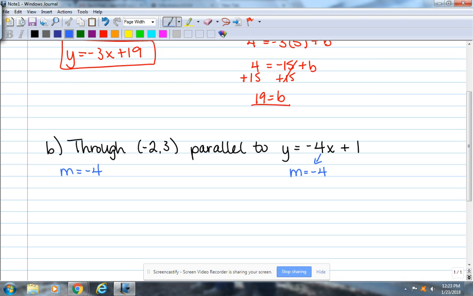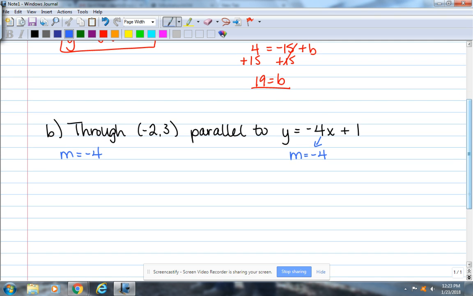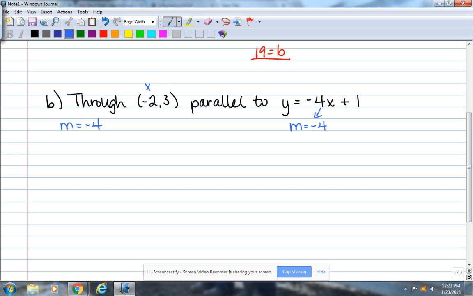So just like we did example A, we need to get a b value to write it in the form y equals mx plus b. So here's our x value, here's our y value they have given us. So we're going to say y equals mx plus b. For y, we're going to plug in 3. For m, we're going to use -4. And for x, we're going to use -2, plus b. -4 times -2 is positive 8. So 3 equals 8 plus b. We're going to subtract 8 on both sides and get -5 equals b.